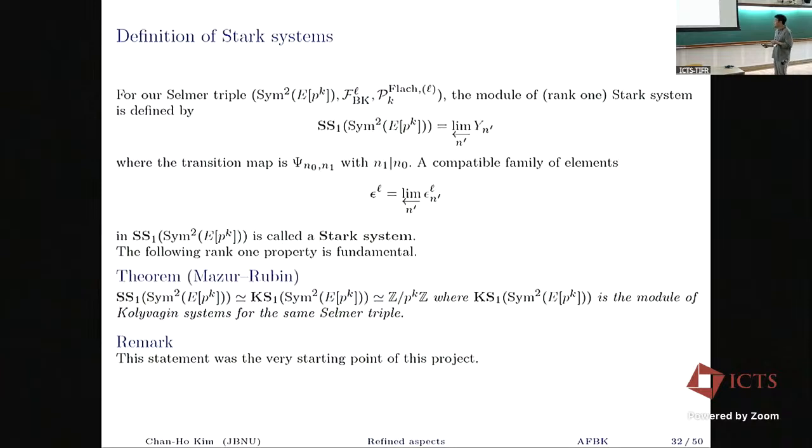And our Selmer triple satisfies this rigidity property: the rank 1 Stark system module is free of rank 1, and there's also an isomorphism with the rank 1 Kolyvagin system module. This free of rank 1 property says there must be at least a Kolyvagin system or Stark system. This statement was the very starting point of this project.